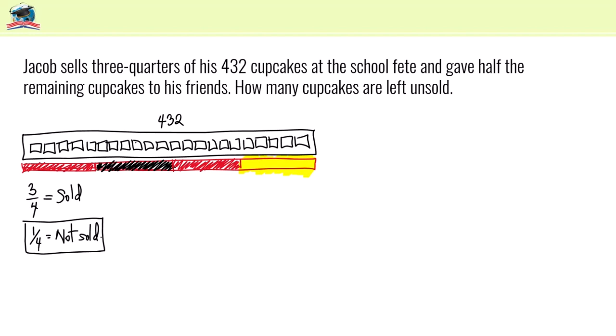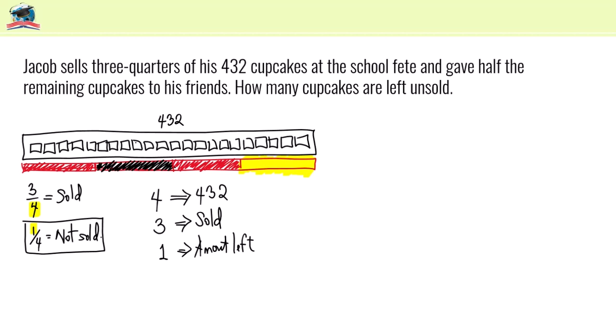Good. So we can put it this way. 4 here stands for the whole number of cakes. So 4 here stands for 432 cakes. Now 3 here stands for what was sold. And then 1/4, the 1 here stands for the amount left. Okay, amount left. Good. Now we're going for that amount left. We want to know how many was not sold, that was left.